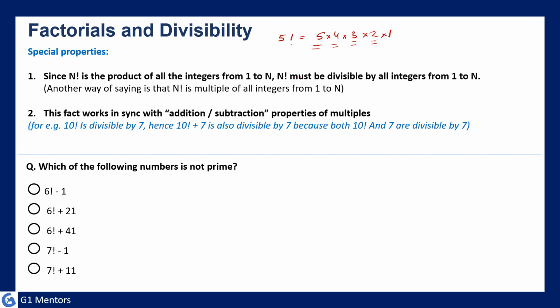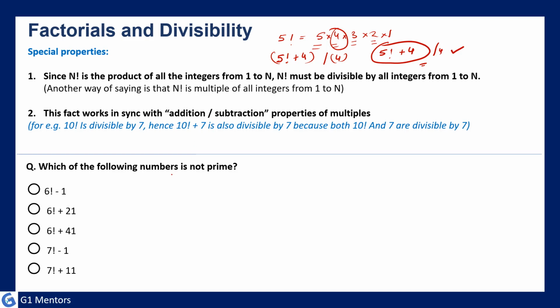The second property is that this fact works in sync with addition and subtraction properties of multiples. For example, 5 factorial plus 4 must be divisible by 4. Since 5 factorial is divisible by 4, if we add another multiple of 4 to it, 5 factorial plus 4 must also be divisible by 4, by the addition and subtraction property of multiples as we studied in the factors chapter. Okay, so these are the two properties.